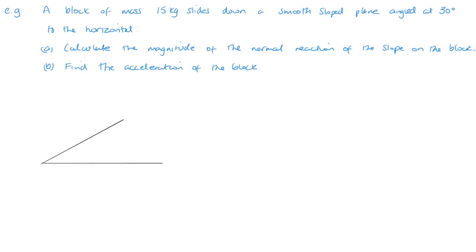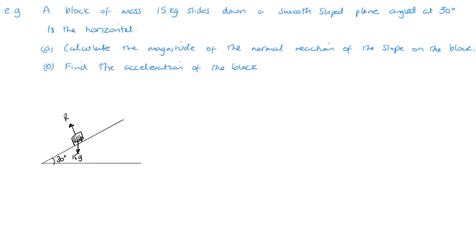Now we've got a block here of 15 kilograms. So that is going to have a weight acting down of 15g newtons, and a normal reaction acting perpendicular to the plane, and 30 degrees. Now what I've got to do is calculate the normal reaction, so R, and the acceleration of the block. Now it's a smooth sloped plane, so there's no friction to worry about.